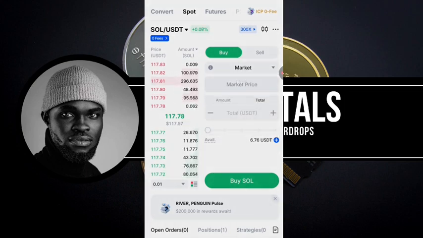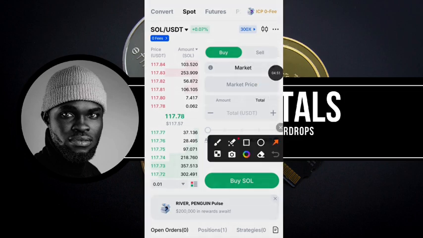So what is the market order here? The market order simply means buy or sell immediately at the best available price in the market. So currently, if we want to buy Solana now, what is the best available price in the market?